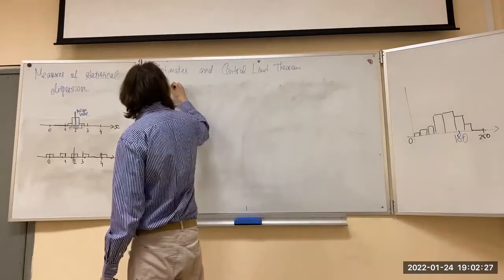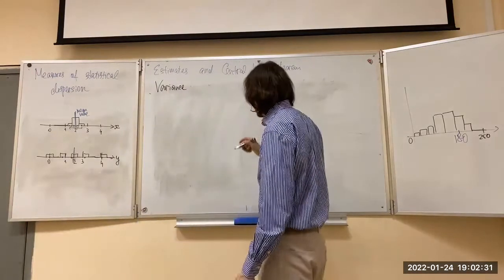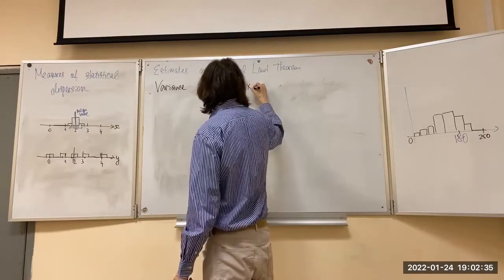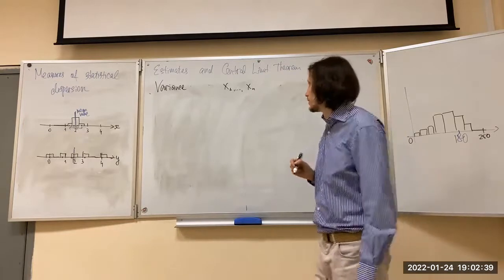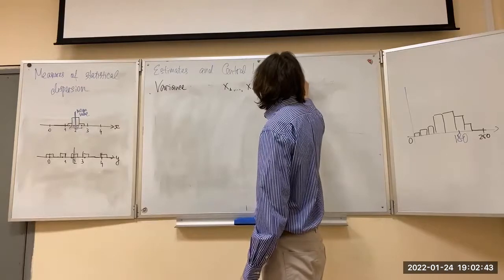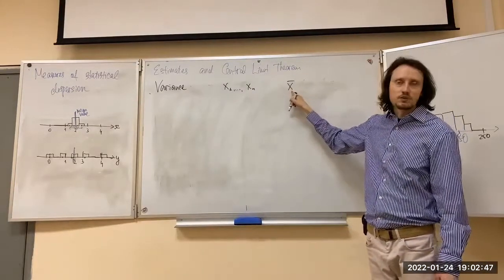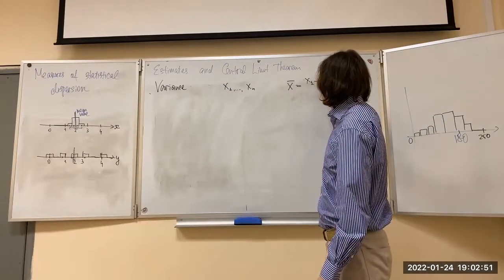What is variance? Let me assume that I have these numbers, x1, x2, and so on, xn. This is a sample, for example. And I will denote their average value by x bar. X bar is just an average.